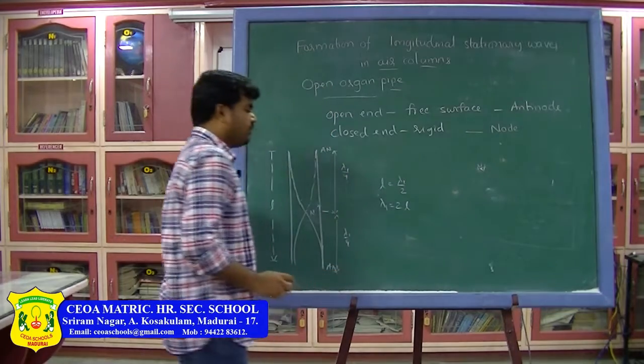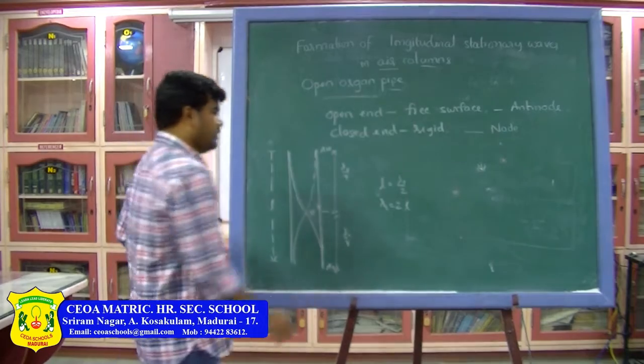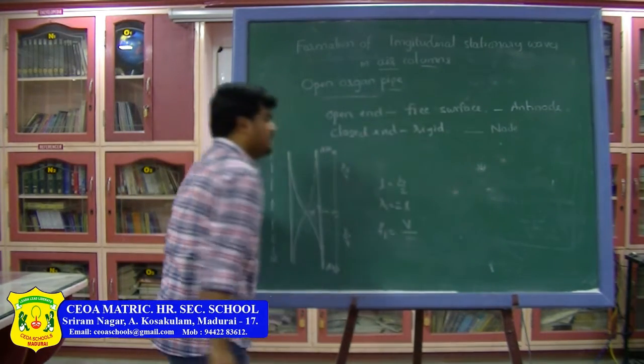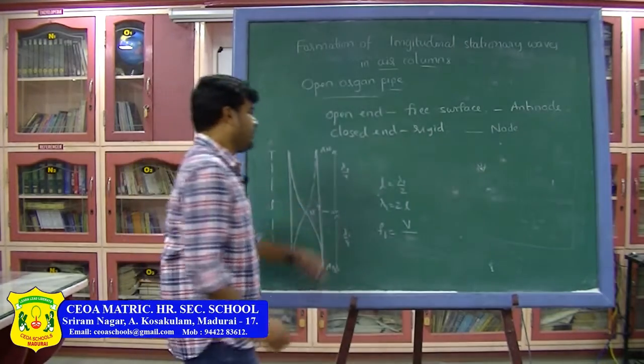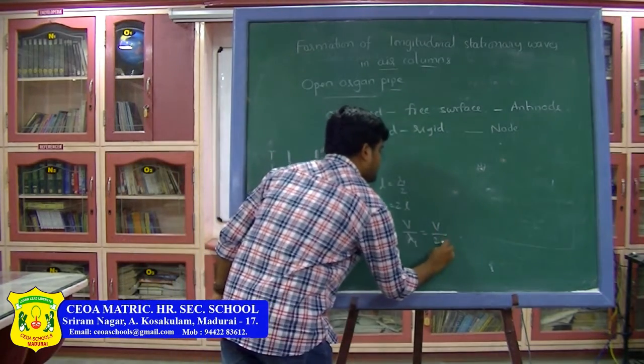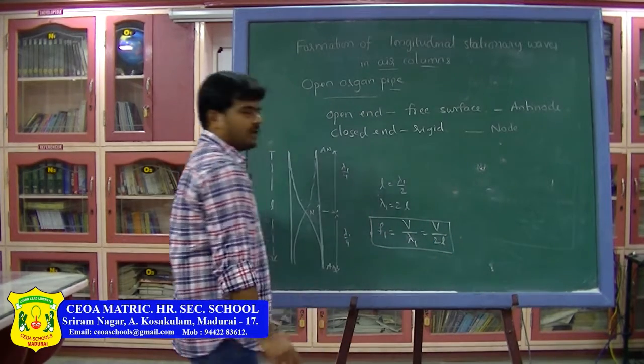Now, if we want to calculate the frequency of this mode of vibration, let F1 be the frequency, which is given by the speed of sound in air divided by the wavelength lambda 1. So, F1 equals V divided by 2L. This is the fundamental frequency of an open organ pipe.